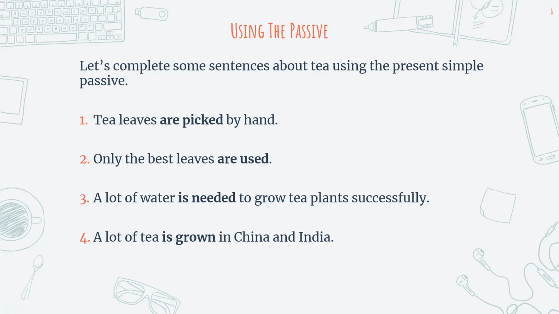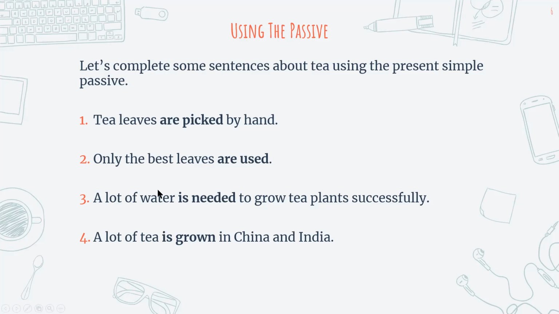Okay, we are talking about the process. So if we are talking maybe about the process of manufacturing or producing tea products, we could say tea leaves are picked by hand. We don't say you pick the tea leaves by hand. We don't say that. Only the best leaves are used. It's the present simple passive, of course.